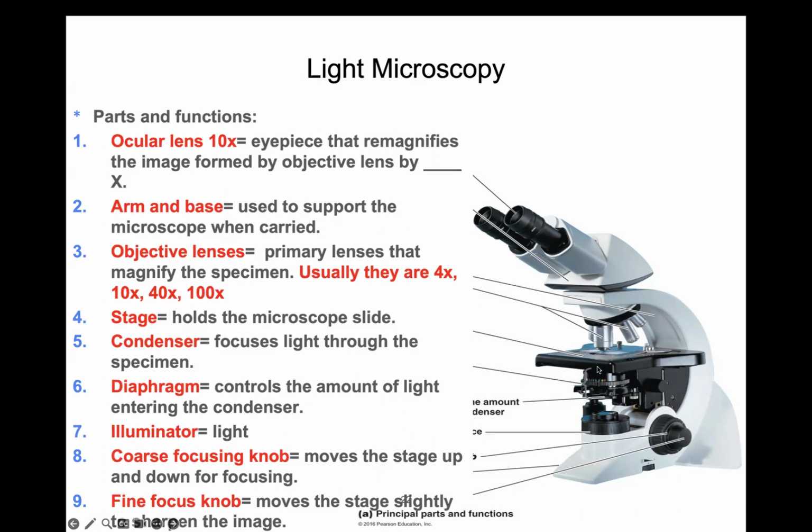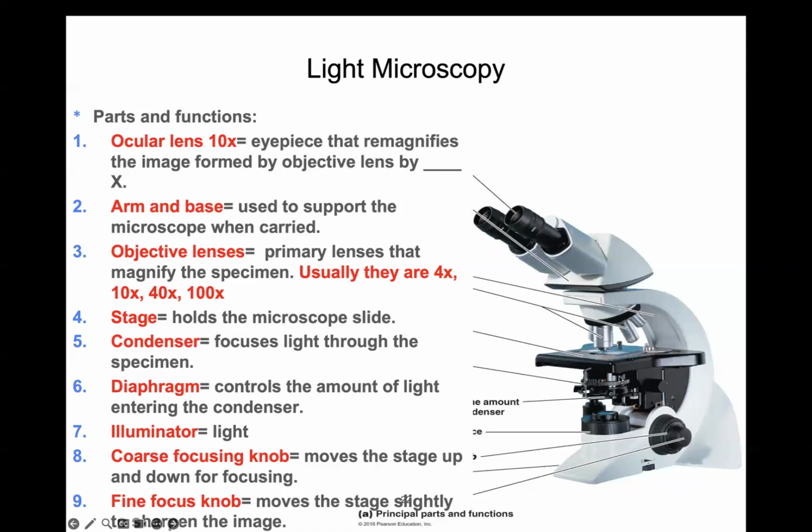The stage right here is what holds your slide. Right under the stage, there's something called the condenser. The condenser focuses light on your slide. Here's the light, it goes through the condenser. And on the condenser, there's a little lever that we call the diaphragm lever. This controls the amount of light entering the condenser.